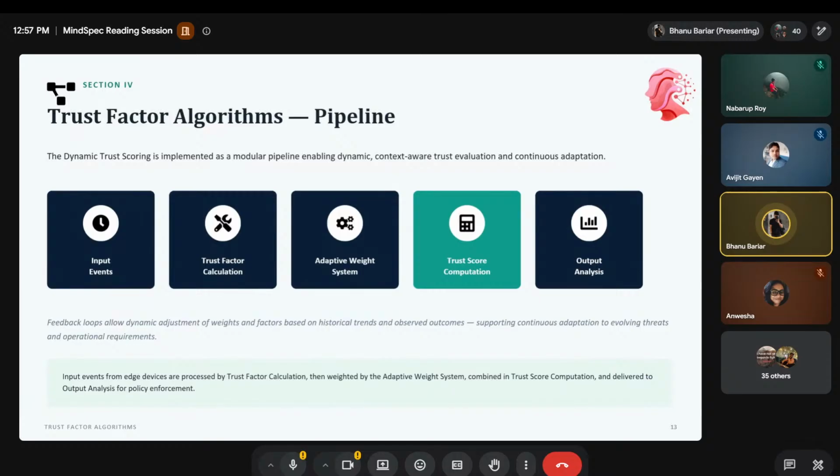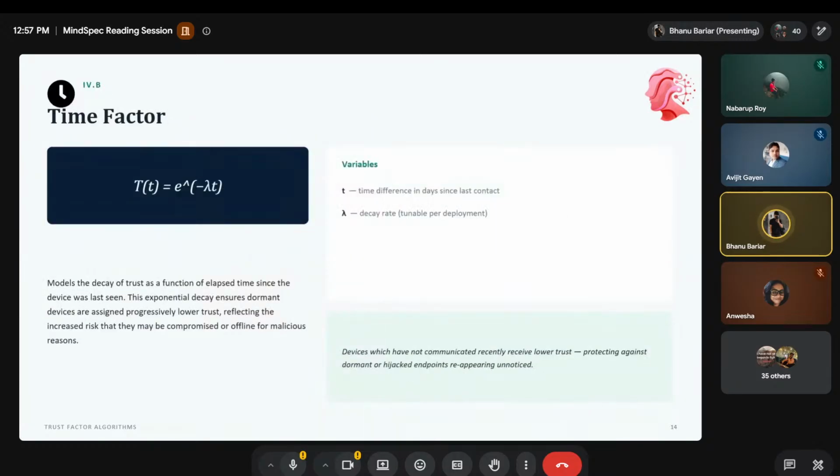Having understood the overall pipeline, let's examine the first trust factor, that is the time factor. The underlying intuition is very simple. A device that has communicated recently is generally more trustworthy than a device that has remained silent for several days or weeks. Long periods of inactivity increase uncertainty. During that time, the device might have been compromised, disconnected unexpectedly, tampered with physically, or experienced software failures. Therefore, trust should gradually decrease as inactivity increases.